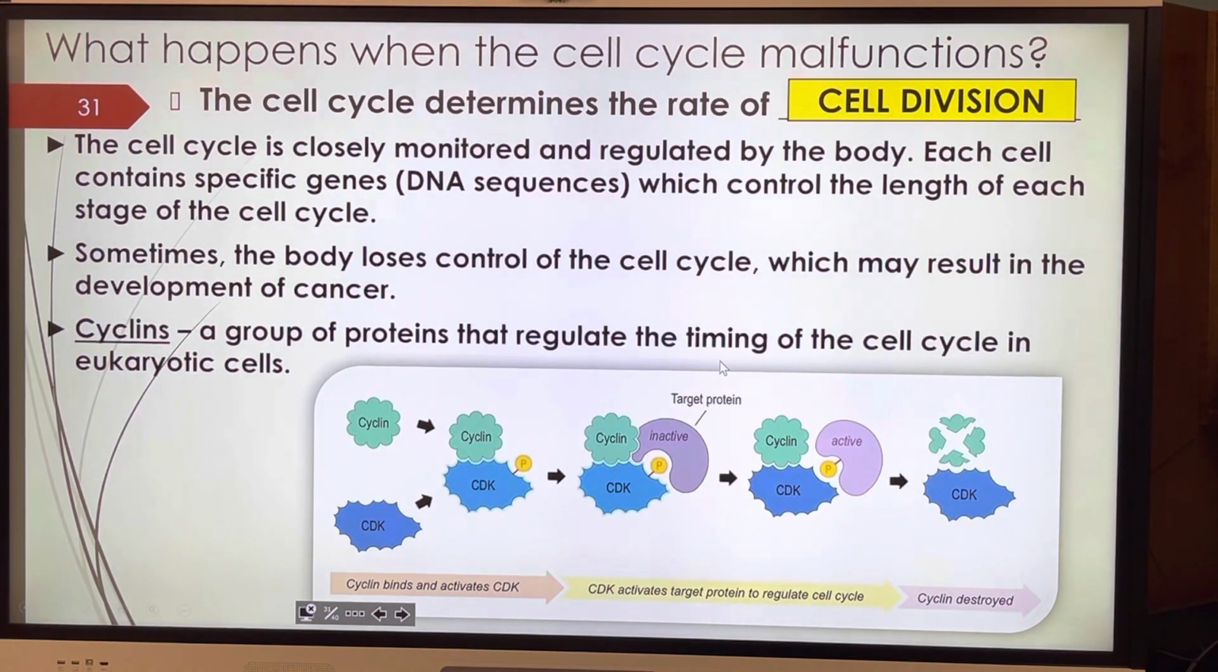Now, cyclins are groups of proteins that regulate the timing of the cell cycle in eukaryotic cells. And this diagram down here is just showing how a cyclin comes in, and then when it's used, it just gets destroyed and more cyclin gets produced. And they're used for determining when those cells should divide or not.